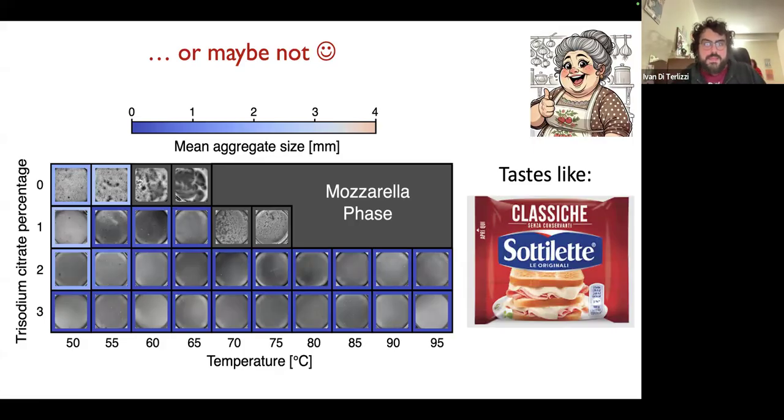And why does it melt and not aggregate? Again, this is cheese. If cheese is above 65 degrees, it should aggregate, and instead it just melts here because it contains this trisodium citrate. But the problem is the taste of the pecorino cheese that you brought from Italy.